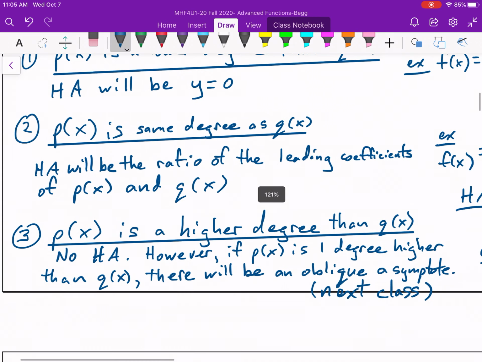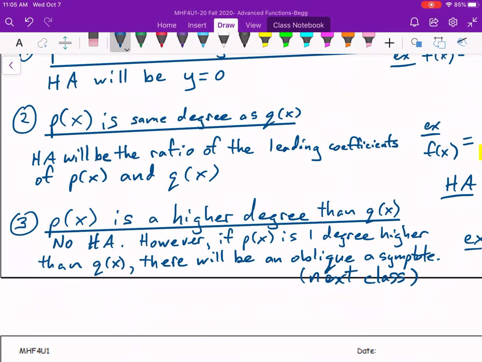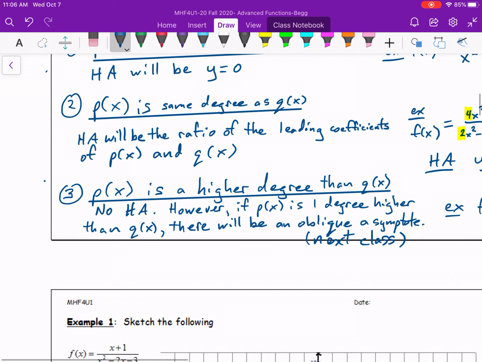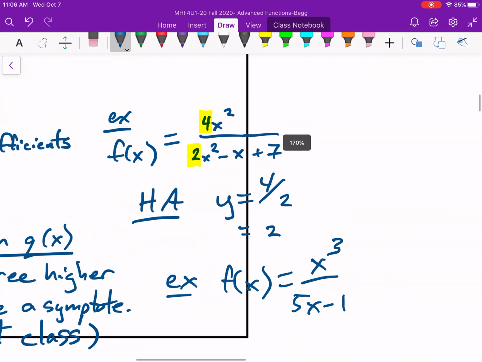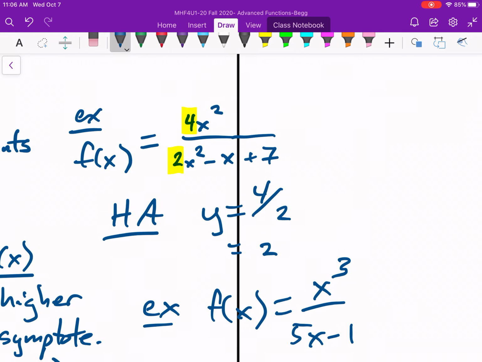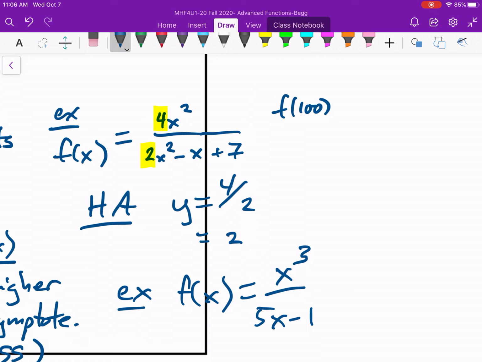When they're the same degree, using the same logic, we can sort of predict what's going to happen. But here's the rule first. The horizontal asymptote, HA, will be the ratio of the leading coefficients. So again, let's try this little thought experiment. Let's pick a big number here. If I was to pick f of 100 again for this one, well, 100 squared, we saw, is 10,000. And if I multiply that by 4, I get 40,000. That's a big number.